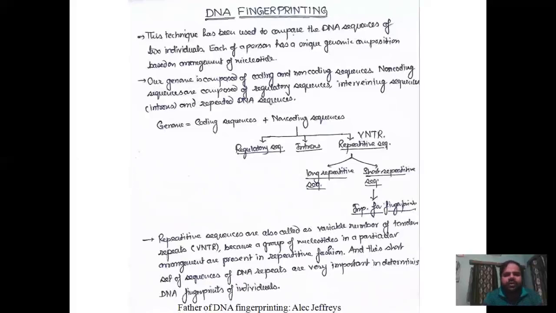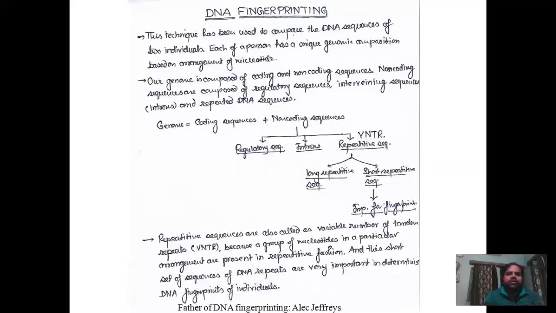Now we will talk about DNA fingerprinting. This technique has been used to compare the DNA sequences of two individuals, and each person has a unique genomic composition based on the arrangement of nucleotides. It means each and every person has a unique genomic composition.